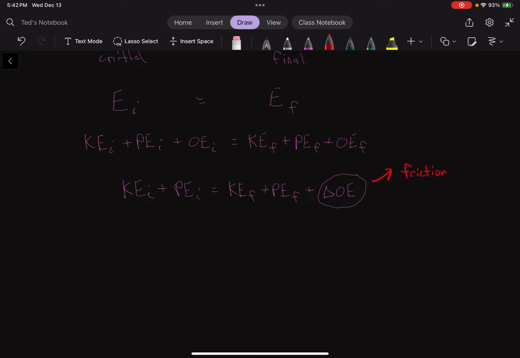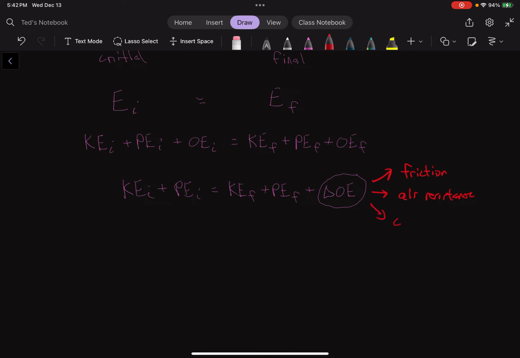If there's friction in your system, then that takes some of the kinetic energy and converts it into thermal energy. And that means your other energy is going to change. Your thermal energy would increase. Air resistance is another example of something that would make the change in other energies not zero.